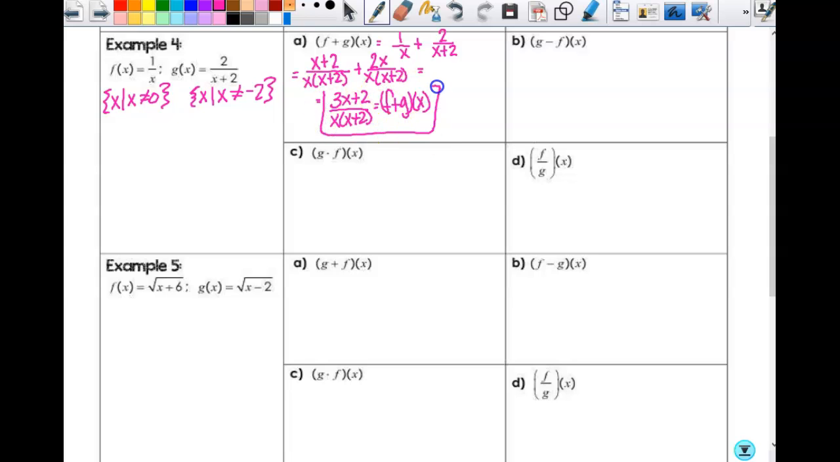And then my domain, we've already figured out, is the set of all x's such that x cannot equal 0 or negative 2. Yes, you use both of them.